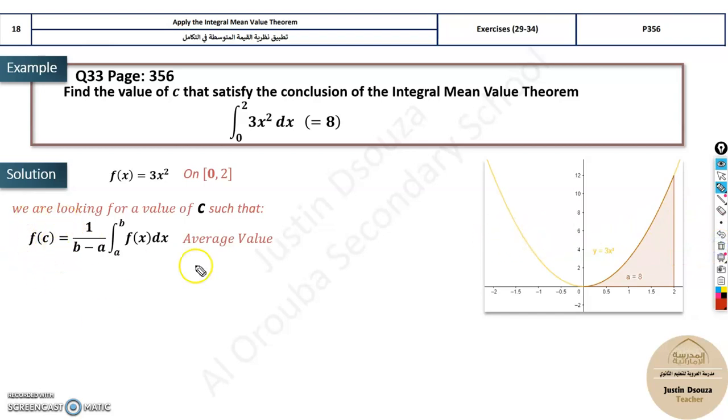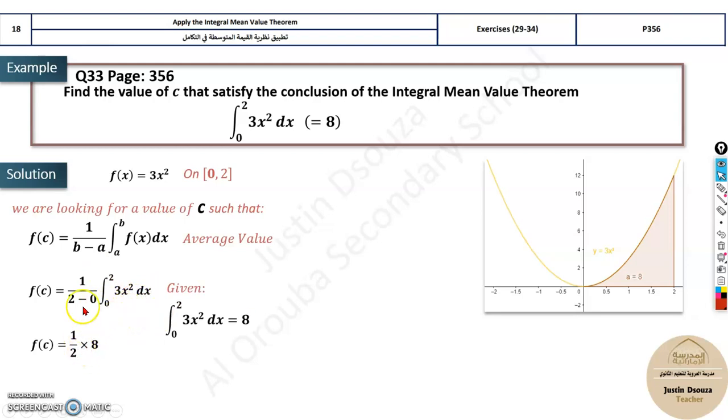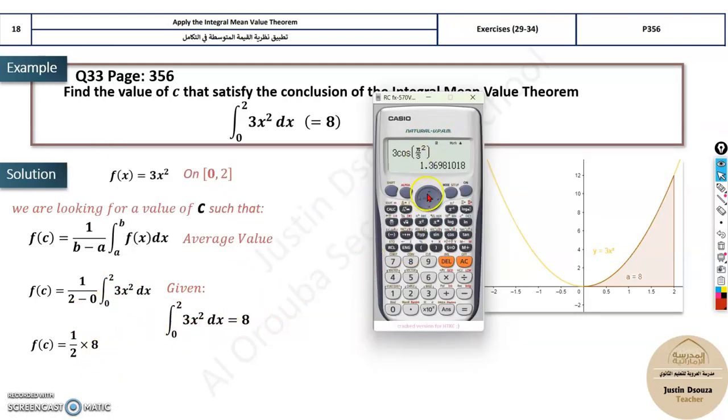So this is given, right? Substitute everything from the given function. All the values which are given, say 0, 2 and all that, the limits, substitute over here. 1 by 2 minus 0, integral 0 to 2 of 3x squared dx. Now over here you can easily solve it. This is just 1 by 2, and when you solve it over here you get 8. Or you can just put it in the calculator directly. So it is 1 divided by 2 minus 0, which is 2.